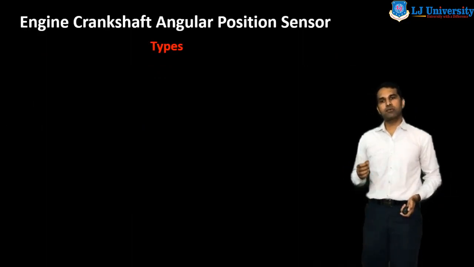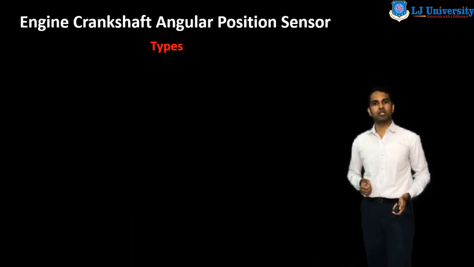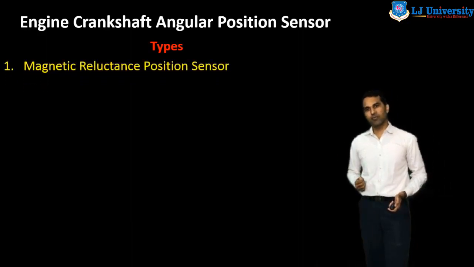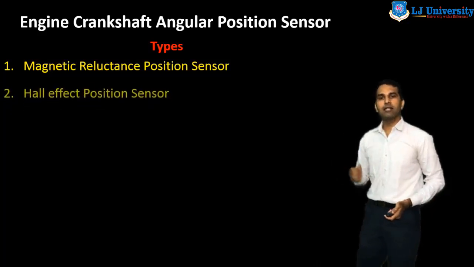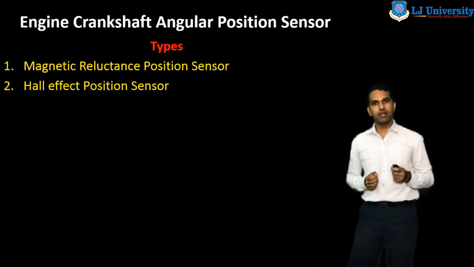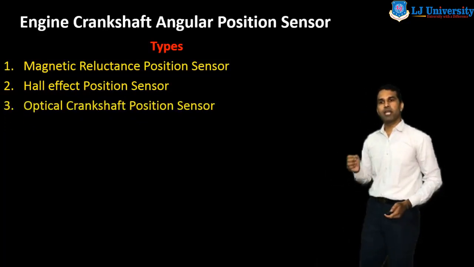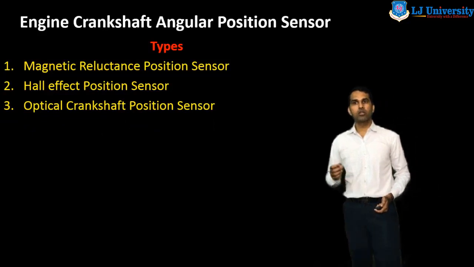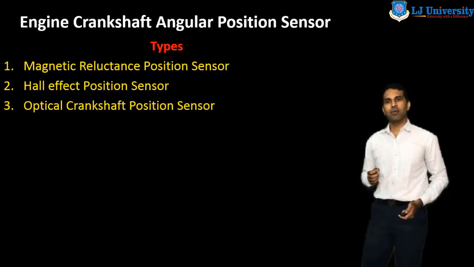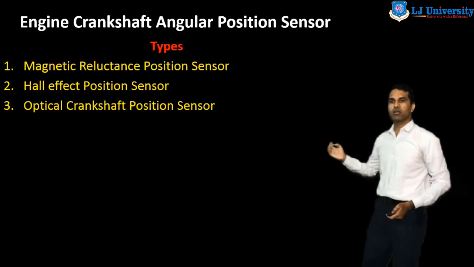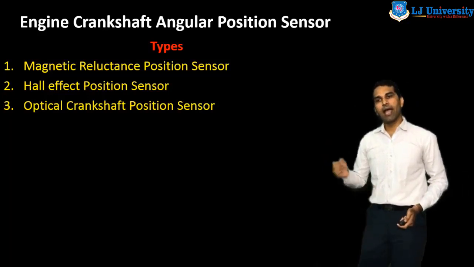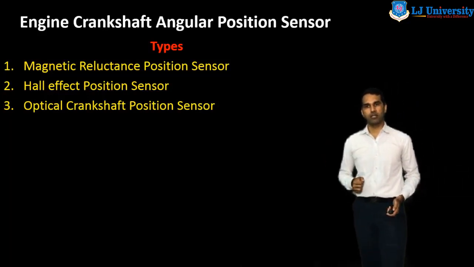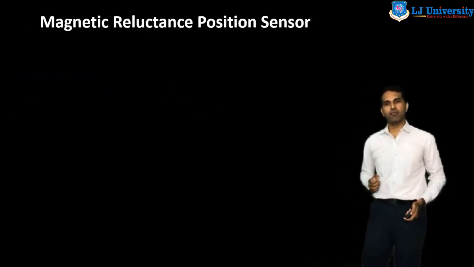Now we discuss the types of engine crankshaft angular position sensor. There are mainly three types. The first is the magnetic reluctance position sensor. The second is the Hall effect position sensor. And the third is the optical crankshaft position sensor. So now we discuss the first type, the magnetic reluctance position sensor.